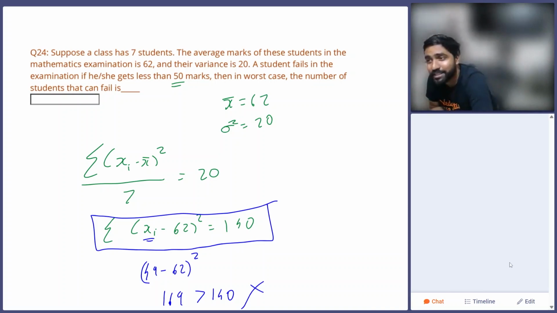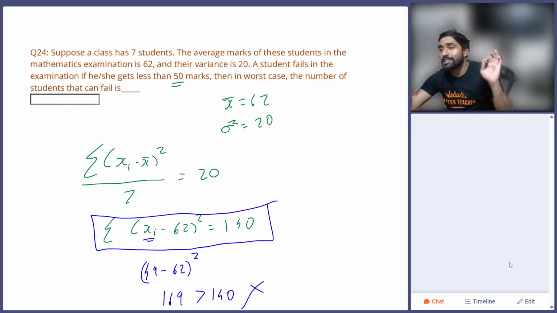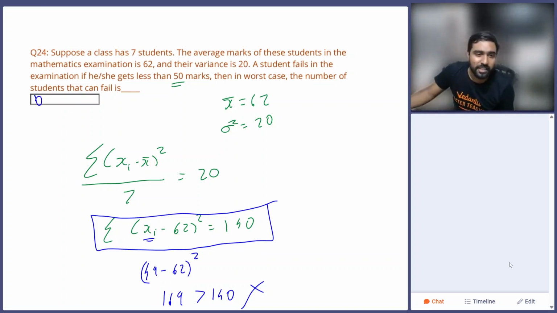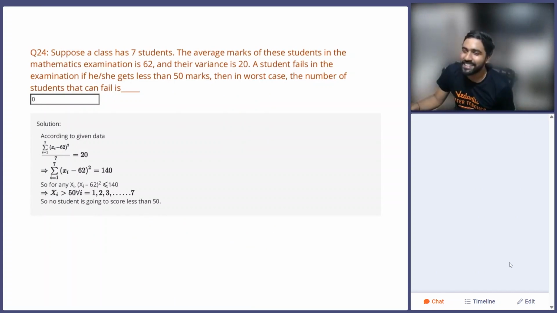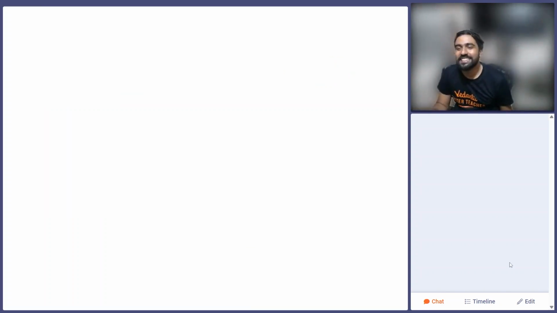That cannot happen, as the rest of the terms are all squares, even if every other student gets exactly 62, giving 0, 0, 0. But even then the variance will be higher than 20. So not a single student can fail in the exam. Otherwise, the variance will go higher than 20 directly. Okay? So that's why in the worst case, the total number of students that can fail will be 0. That means worst case, best case, every case, there's only one possibility: every student has passed.